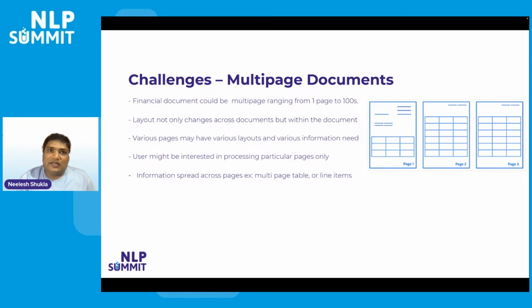The second thing is that, if you talk about information extraction or summarization, not every piece of information on every page is important. The user is probably more interested in getting information from the first page, then the second page, then the third page. So the information need also varies with the pages.